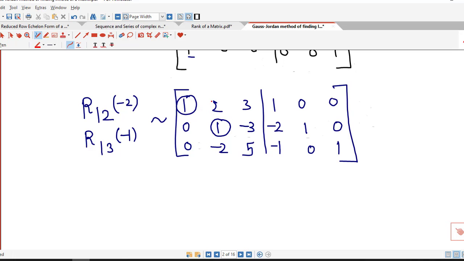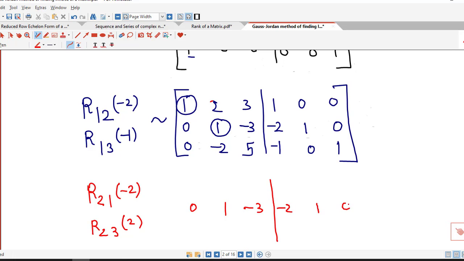So to make this entry 0 using second row, we have to multiply second row by -2 and add in first row. And to make this 0, we have to multiply second row by 2 and add in third row. So now first and third row will change, and before that we write second row as it is: 0 1 -3, here -2 1 0.